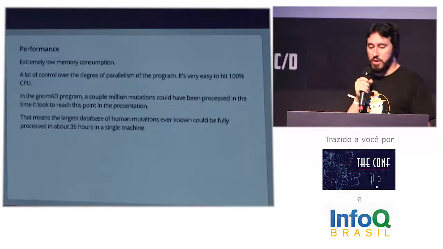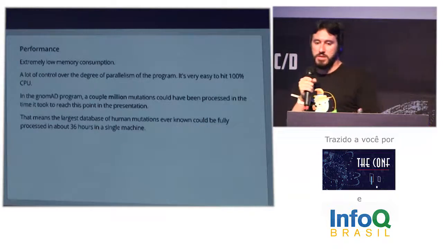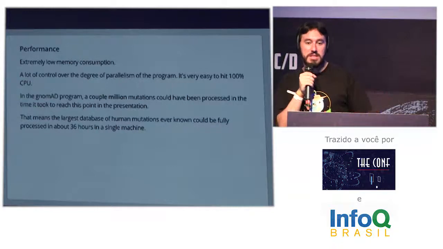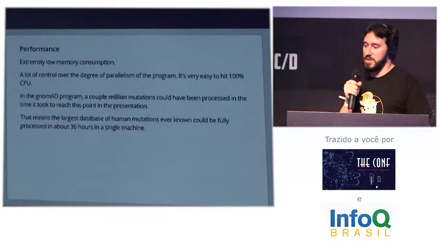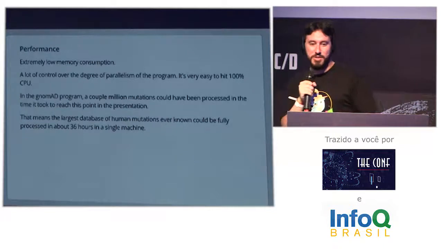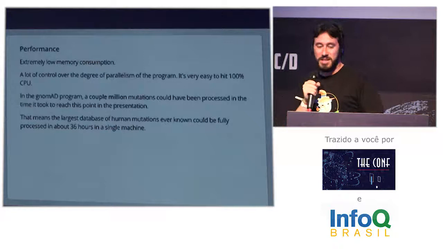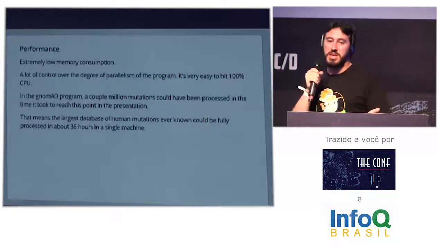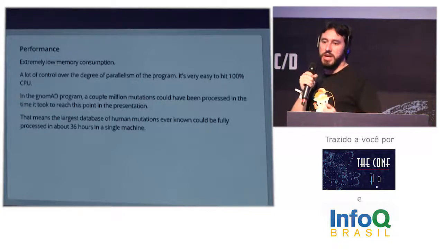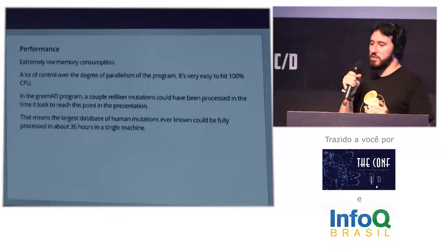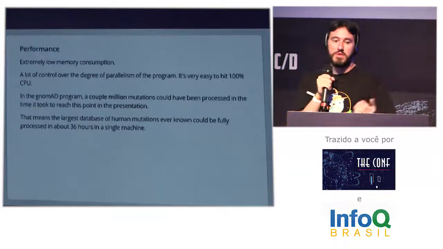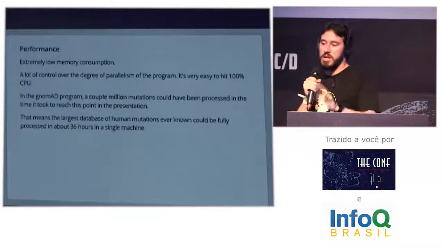And in this gnomAD program, a couple million mutations could have been processed in the time it took to reach this point of the presentation. The first time I did this presentation, I had only 7 minutes to reach this point. And back then I used to say, by now I did exactly 1 million, which was a kind of better number. But now, since I had a little bit more time, we could have done something between 2 and 3 million mutations. And the whole system has a little bit less than 300 million, something like 270, 280 million mutations. So the largest database of human mutations ever known could be fully processed by this program in about 36 hours.